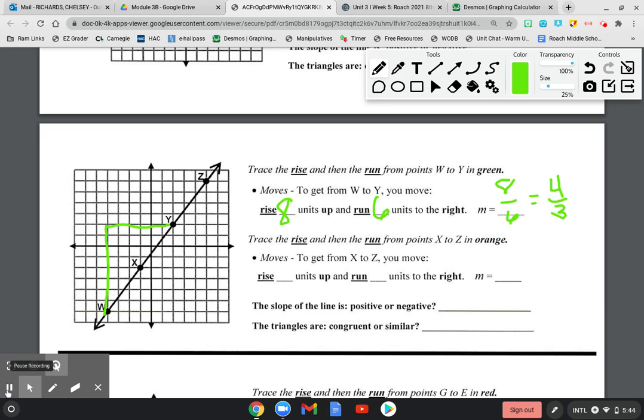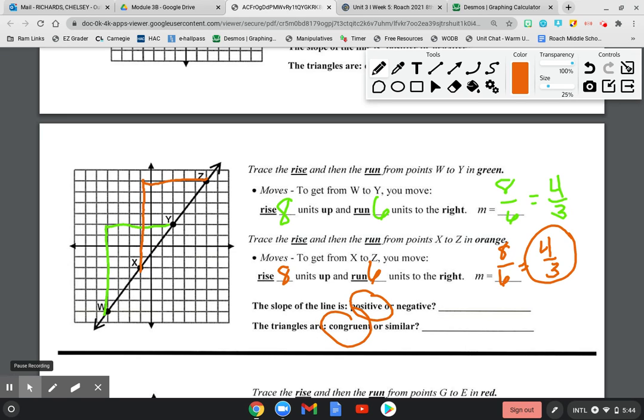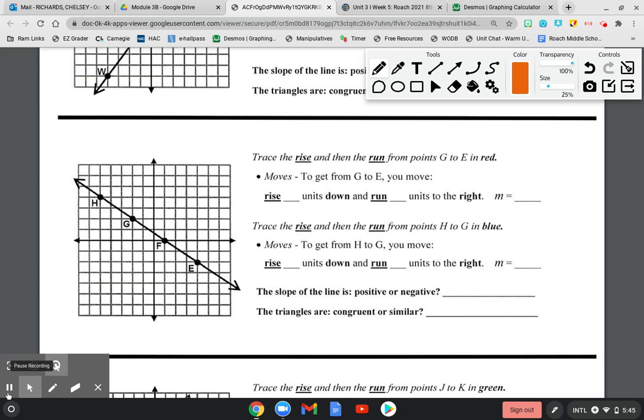The next one, I need you to go from X to Z, please. This one would also be 8 over 6. Guys, 8 over 6 is the same thing as 4/3. It is a positive line, and the reason it's positive is, first off, I went up and to the right, so up is positive, to the right is positive. Also, the reason it's positive is because it's an increasing line, so this one's positive. The two triangles I gave you, are they congruent or similar? They are congruent.